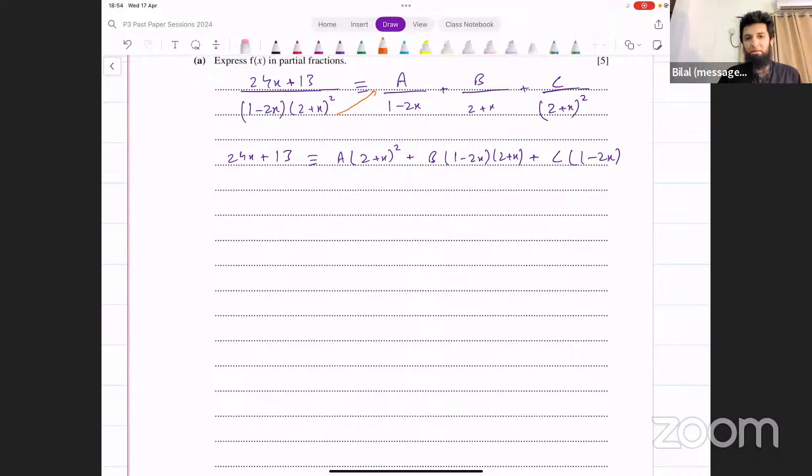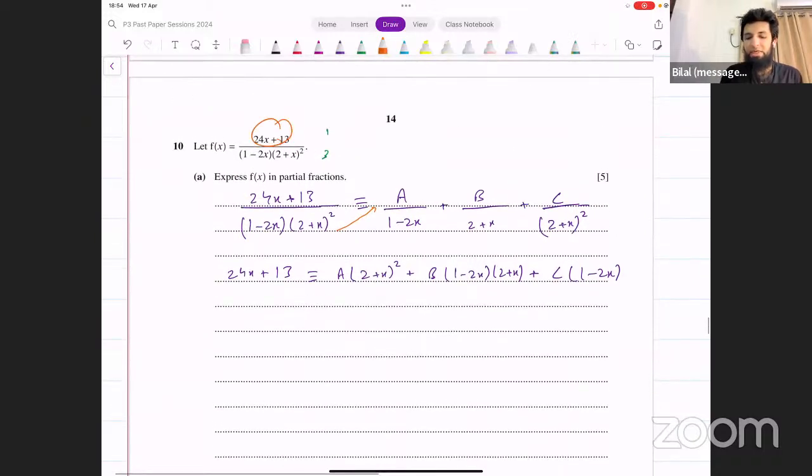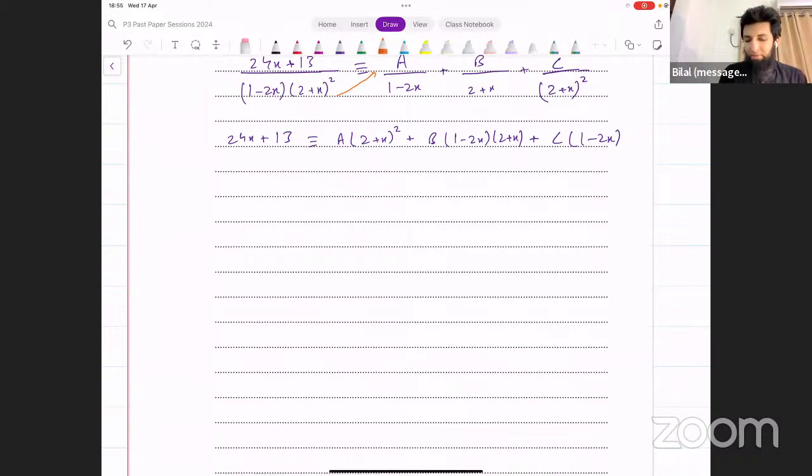Yes, Fardeen, that's correct. But in your syllabus, you would only have that case when the power in the numerator is equal to the power in the denominator for improper fractions. In partial fractions, it will only be equal. But yes, when it's greater than, that's also an improper fraction. That's correct. Okay, anyway, let's get back to this.